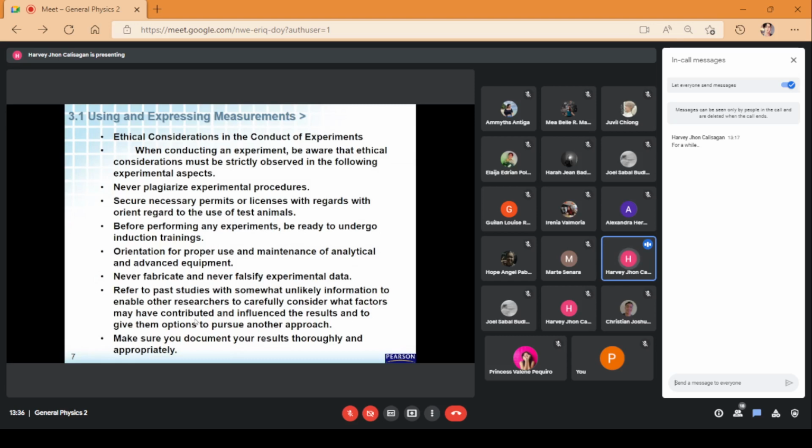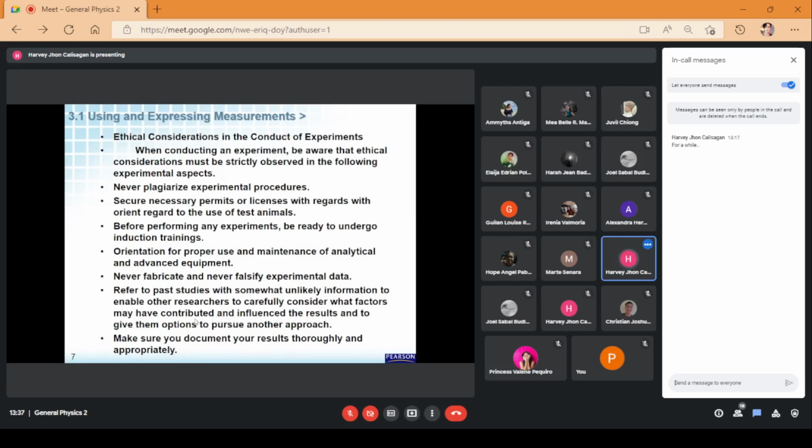When can we say that we're plagiarizing our experimental procedures? It is when we are really not adapting anymore. Okay, pasabot na. Yes, we are using this method, but it is not really the method that we made ourselves; the method existed already and we have the reference. Or we copy paste every data coming from our reference.